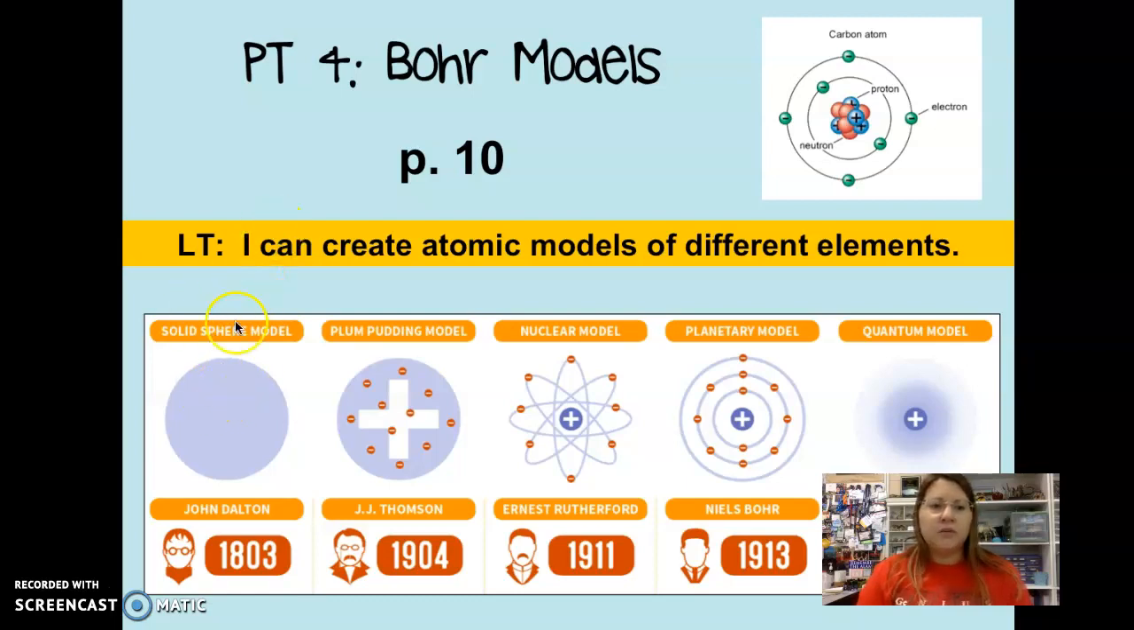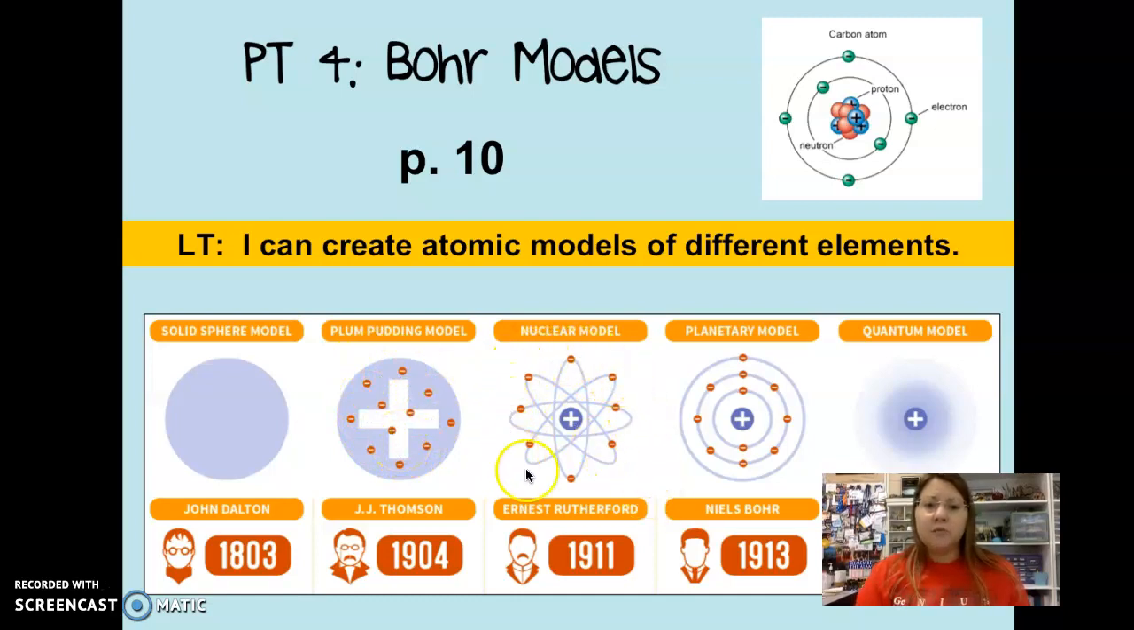So you started out with this model in 1803, this solid sphere. So basically scientists knew that atoms existed at that point. Then you have this plum pudding model. So here scientists knew that there was something positive and that there was something negative. They knew that there were different charges. And so that's represented in that particular model where everything's just kind of mixed up.